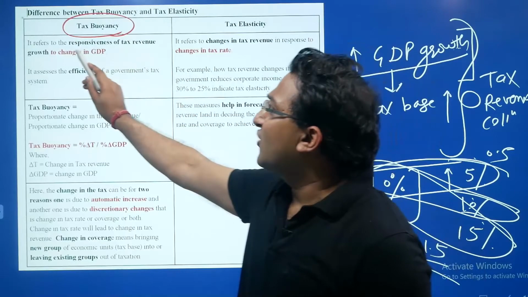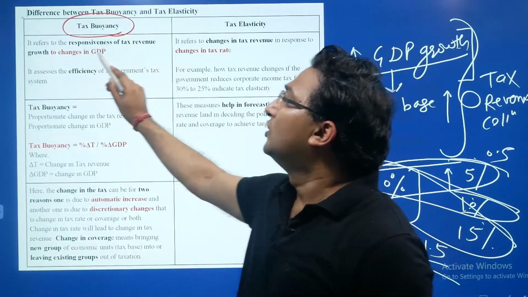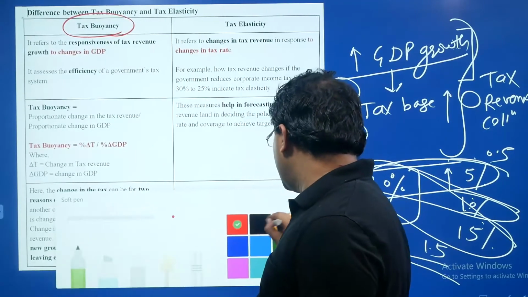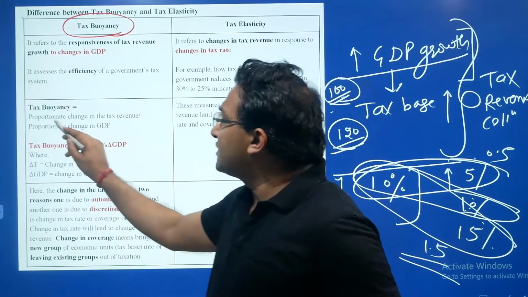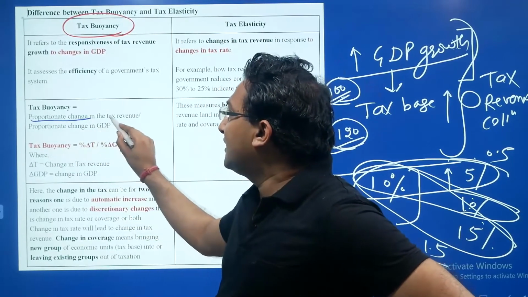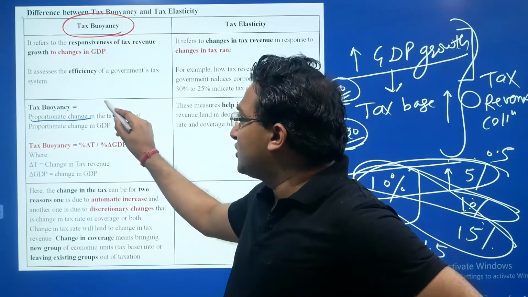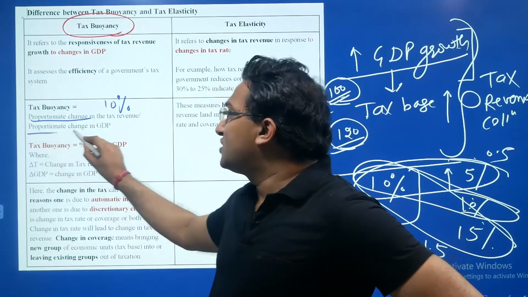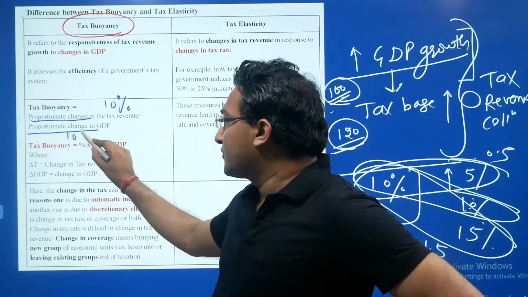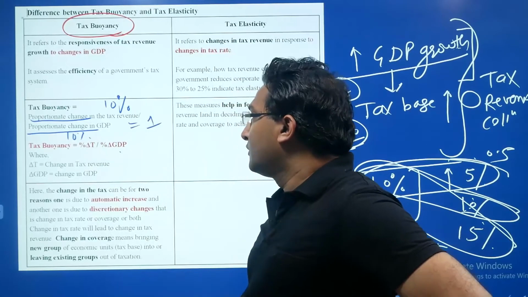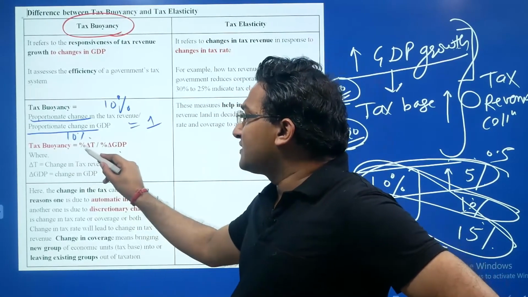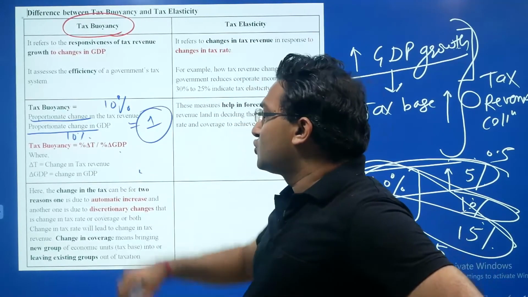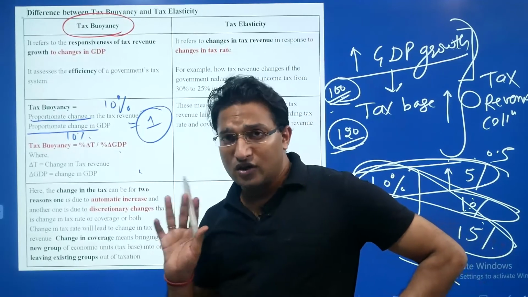So tax buoyancy refers to responsiveness of tax revenue growth to change in the GDP. How do we calculate? Tax buoyancy is calculated by this formula. It is equal to proportionate change in the tax revenue, that is percentage change, for example 10%, divided by proportionate change in the GDP. Suppose this is also 10%. So tax buoyancy will be 1. Tax buoyancy is percentage change in tax revenue divided by percentage change in GDP, and this is 1. So normally tax buoyancy up to 1 is considered to be okay.